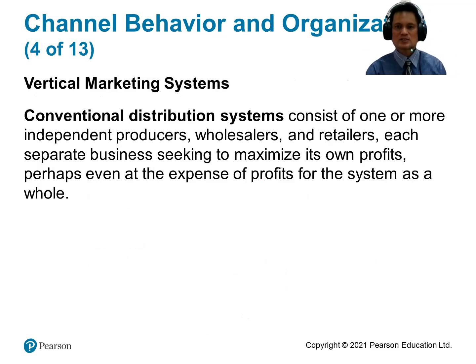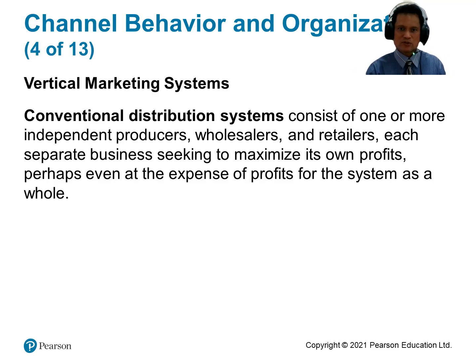The conventional distribution system consists of one or more independent producers, wholesalers, and retailers, each a separate business seeking to maximize its own profits, perhaps even at the expense of profits for the system as a whole. So that is the conventional distribution channel. They work independently, individually, the producer, the wholesalers, and the retailers, for the purpose of maximizing their own profits, not those of the whole system, and maybe even at the expense of the system as a whole.